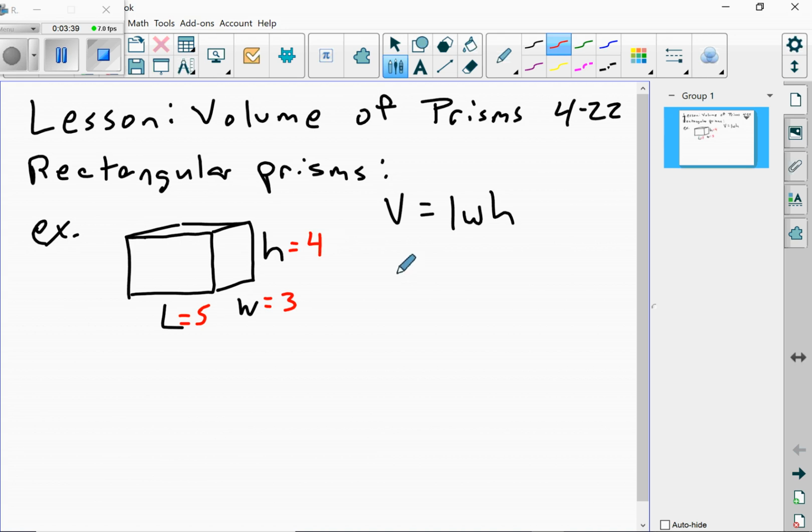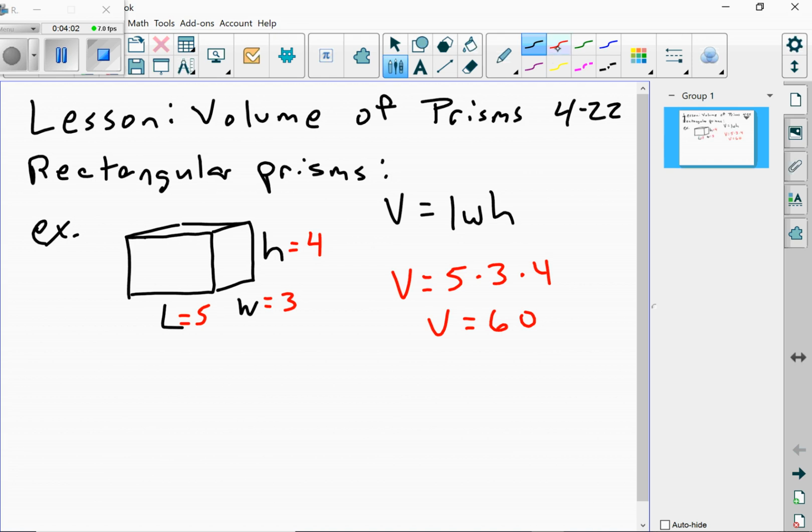So for me, this volume is going to equal 5 times 3 times 4. We put that in the calculator. I think we're getting 60. Volume equals 60. Okay, your units would be like meters cubed, yards cubed, whatever cubic unit. So we're talking about the number of cubes that fit inside.